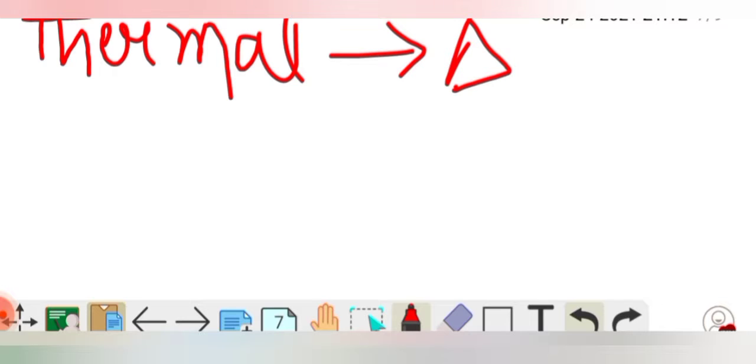So please don't mind my writing. Actually, I have no stylus pen, so I'm writing with what I have, and because of that the writing is not so good, so please neglect that.